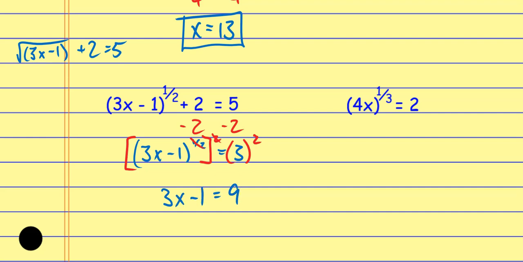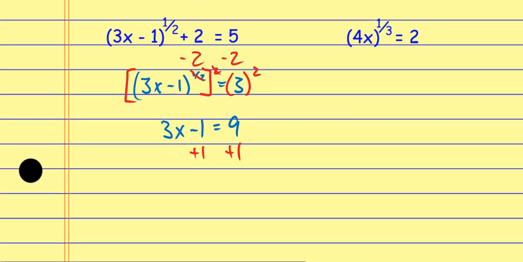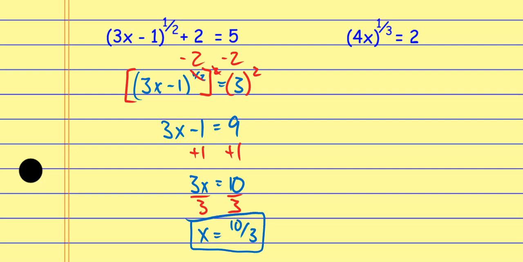Now I can undo what was in those parentheses. I have subtraction and multiplication. I undo the subtraction with addition. And now I undo that multiplication with division. And I can leave it as a 10/3, or you could write it as a mixed number. That would be okay. All right. Plug it back in, make sure it works. This one does.